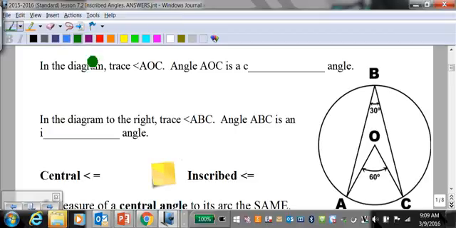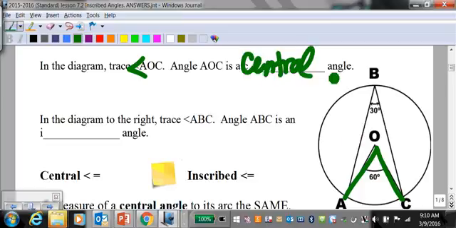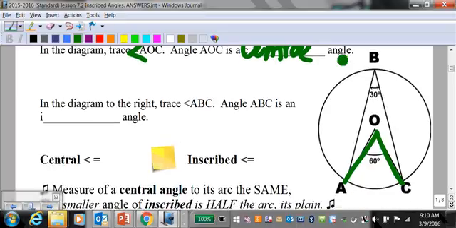So we trace the central angle AOC. And it is central because it's connected to the center. If you see controlled chaos, it's 3C. Okay? And sing it with me. Measure of a central angle to its arc the same. So right here, if this is 60, this out here is 60.